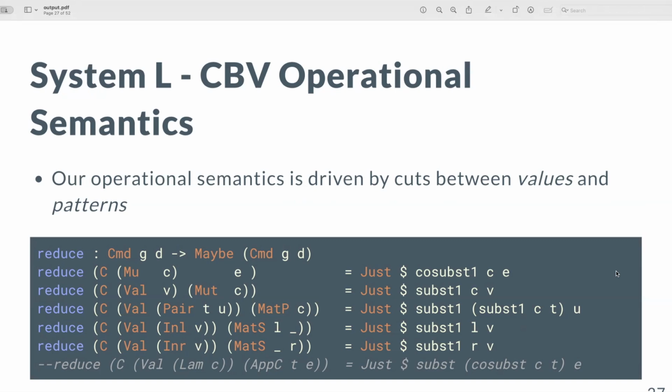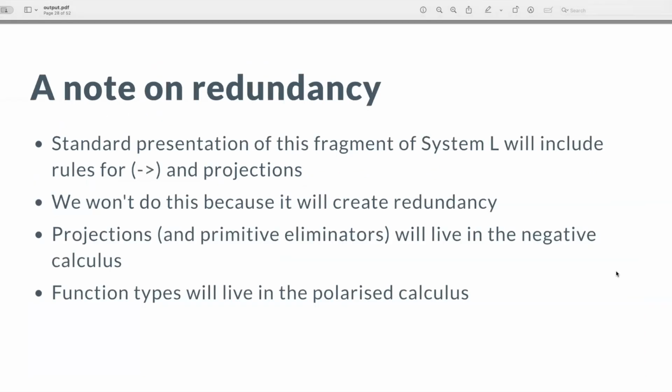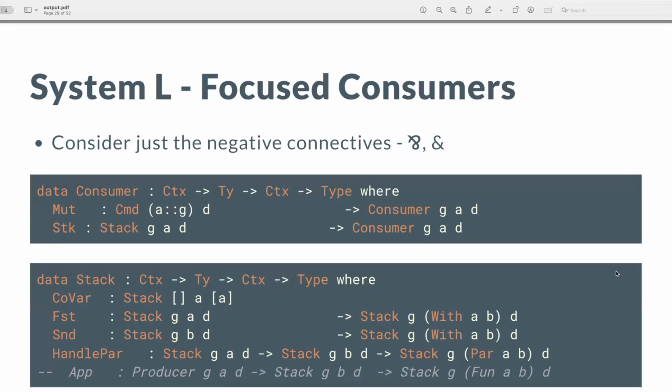Now, note the redundancy. The presentation I did is very austere. I didn't do lambda, and I didn't include projections. This is because I will introduce them in the other fragments. Normal system L will have everything here, but there's a reason we don't want to be redundant, which will become clear later. Okay, so what if we do the opposite and we focus on the consumers?